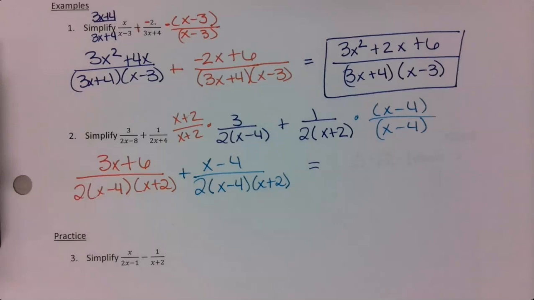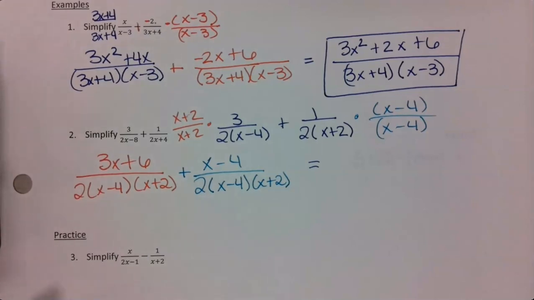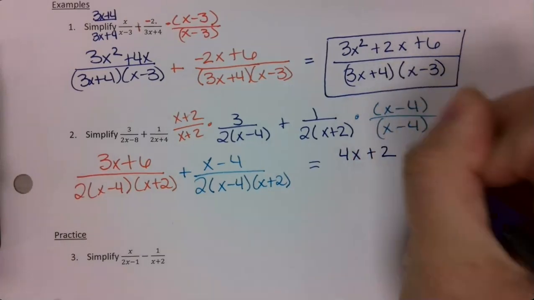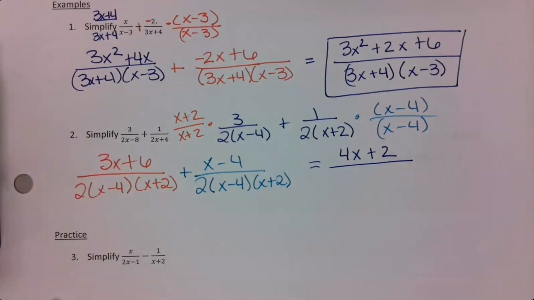Okay. Then I can combine like terms on my numerator. So I have 3x plus x, which gets me 4x. 6 minus 4 gets me 2. On my denominator, it stays factored.